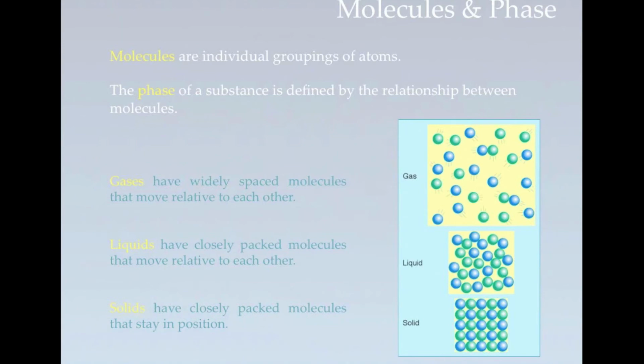And then the solid is where the molecules have stopped moving past each other. They're still in contact with each other, but they can't even move past each other anymore, and they're stuck in a rigid structure of some sort. Sometimes it's crystalline, where it's nice and repeatable, like the look of the green and blue balls there. That's a nice crystalline structure.